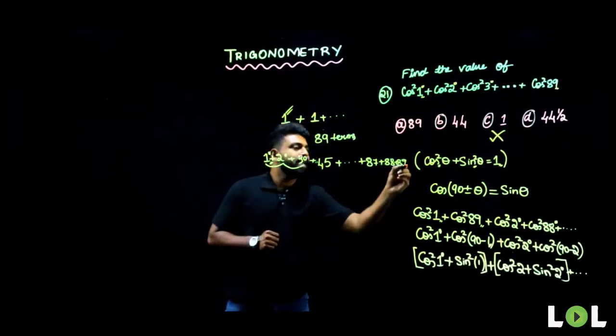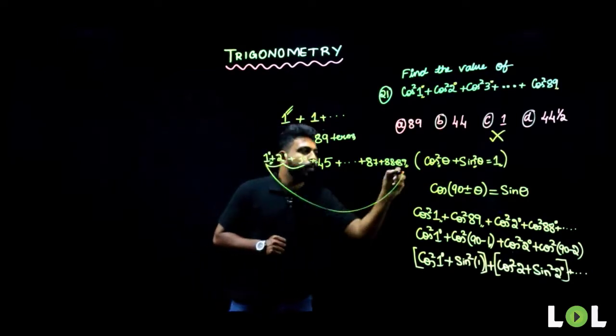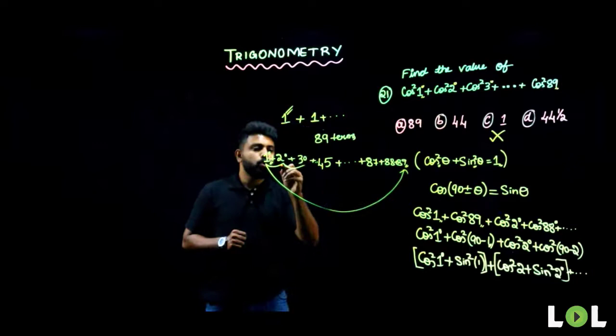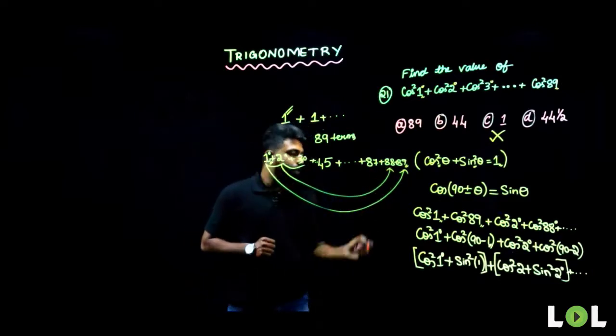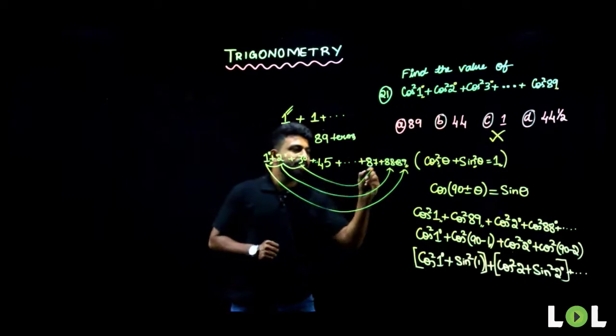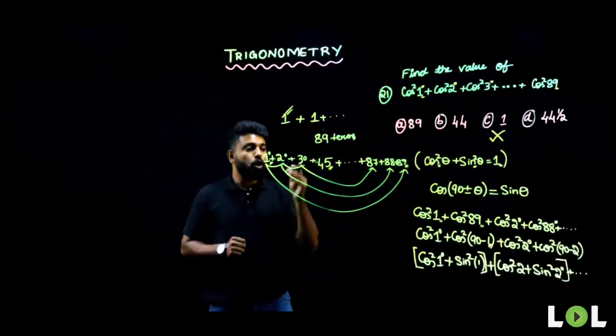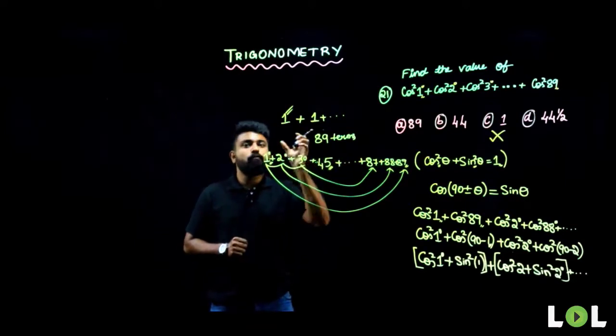1 degree and 89 degree form a complementary pair. So these two will form one pair here. Similarly, 2 degree and 88 degree will form a complementary pair and they'll form one pair here. Similarly for 3 degrees as well. But then what is the complementary angle for 45 degrees? Complementary angle for 45 degrees is 45 itself.